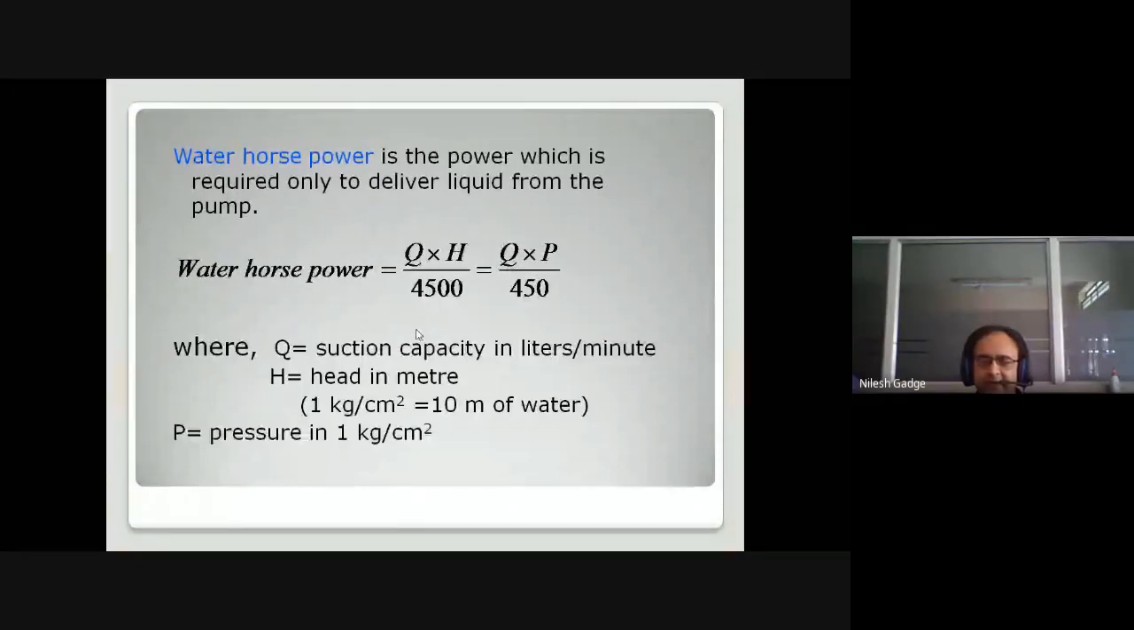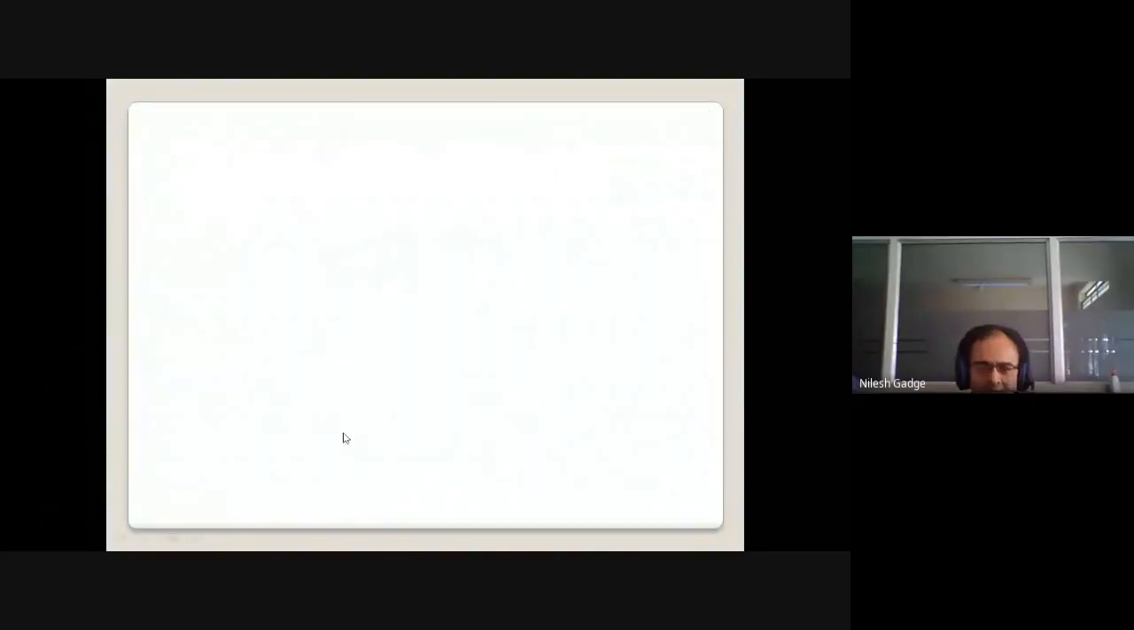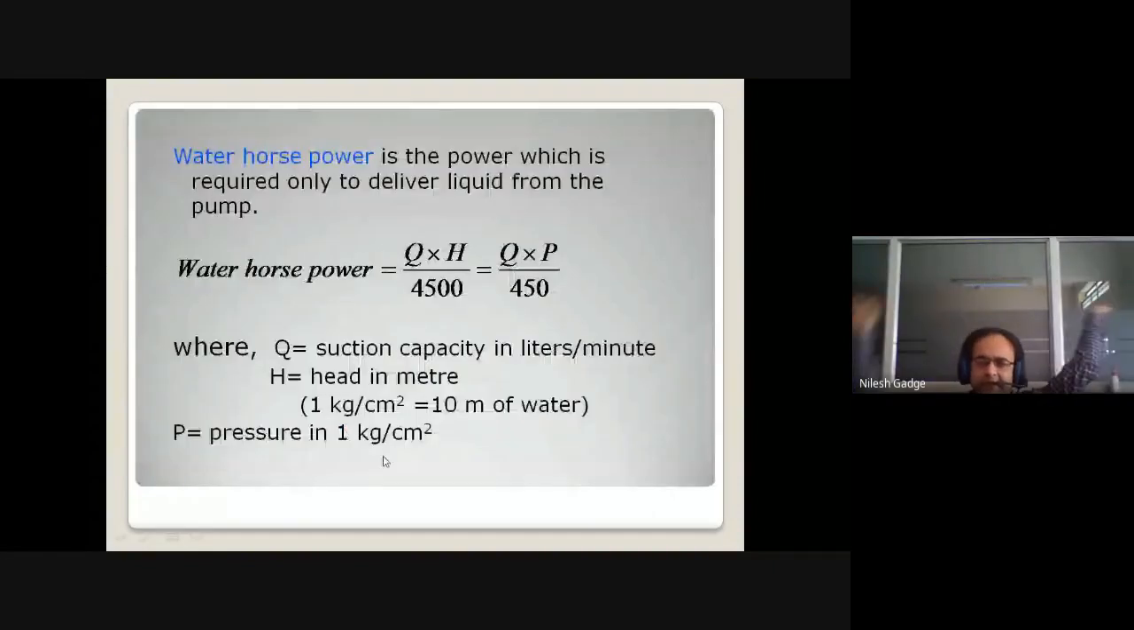P should be the pressure. One is not required here. P is the pressure in kg per centimeter square. One is not required here, but 1 kg per centimeter square pressure is equal to 10 meter head of the water.